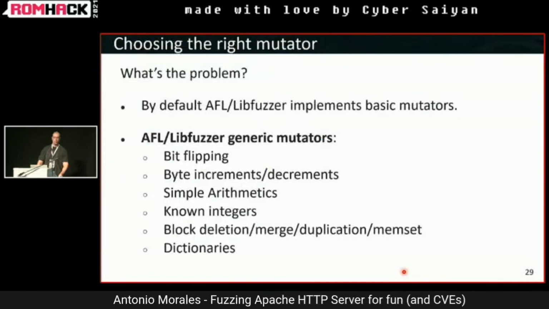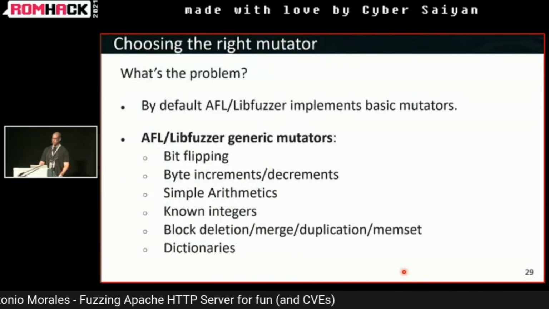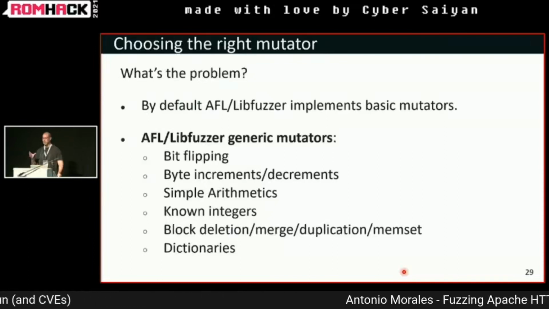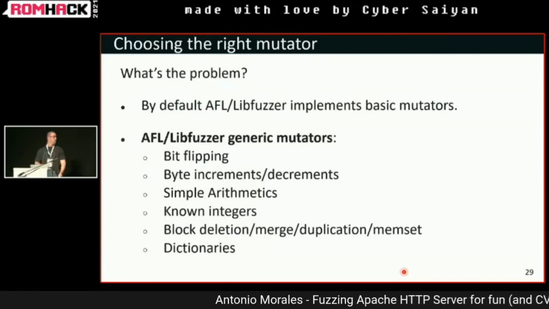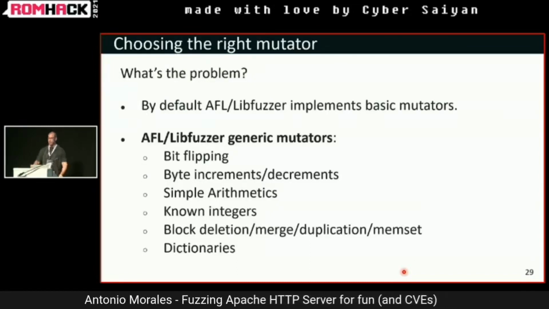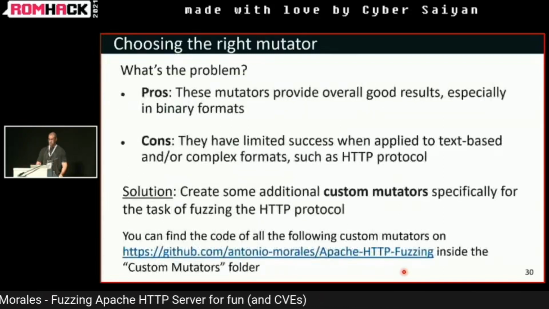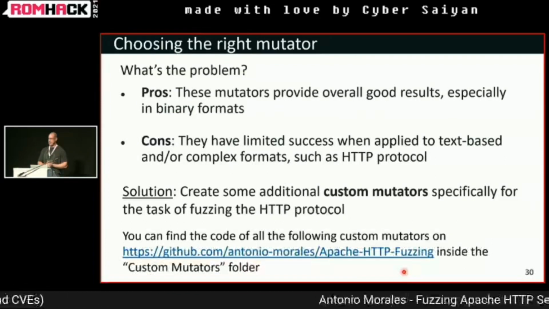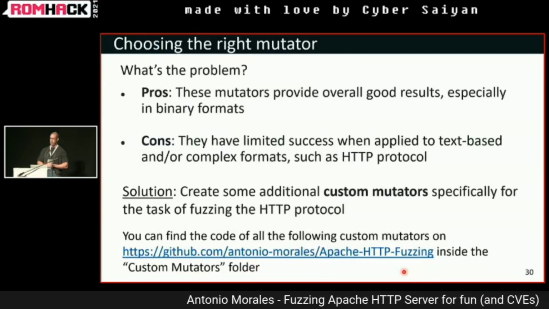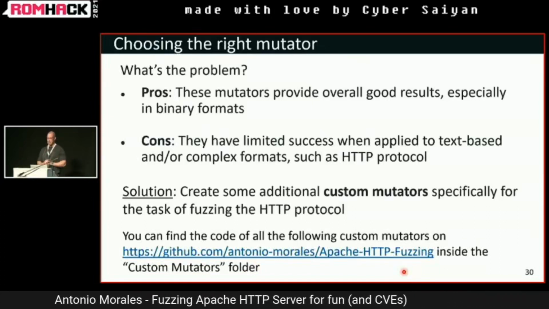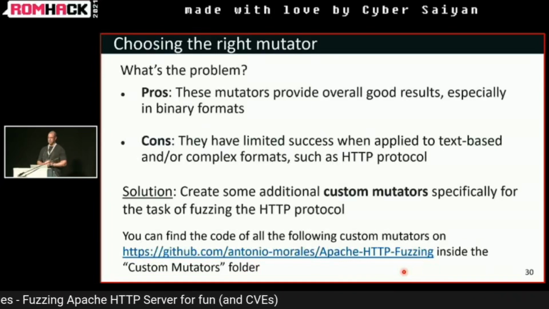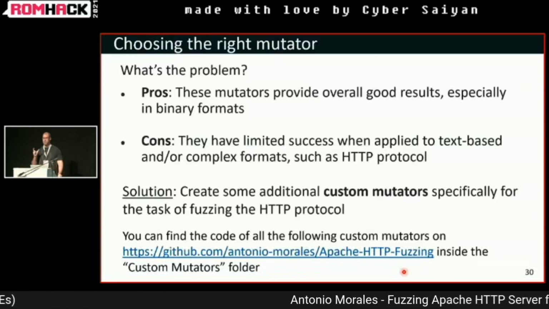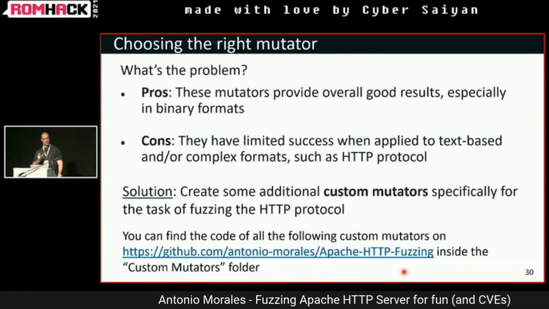Okay, let's give now a brief introduction about custom mutators. So, what's the problem that we want to solve? Well, by default, AFL and LibFuzzer implement basic mutators, like, for example, bit flipping, byte flipping, known integers. These mutators provide good results when applied to binary formats, but are not so good when applied to complex formats, like, for example, the HTTP protocol. So my solution was to include additional custom mutators specifically created for fuzzing the HTTP protocol.